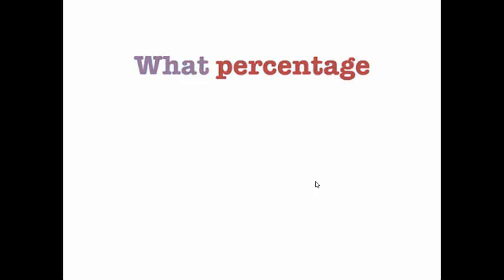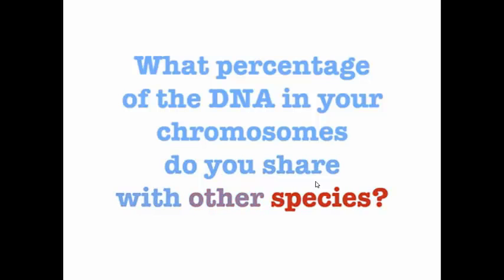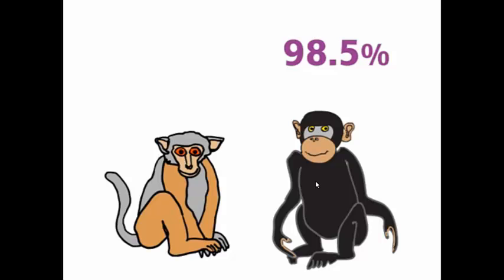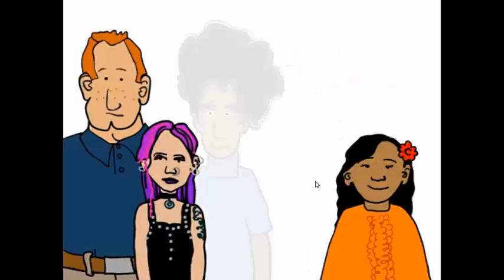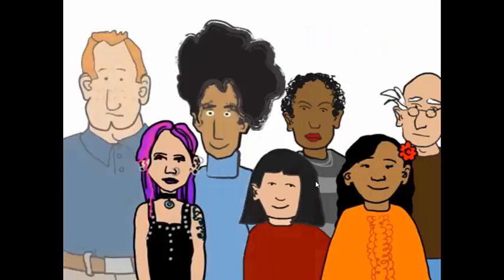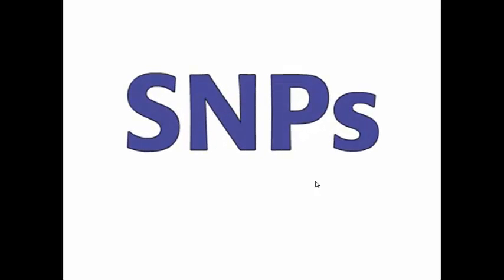So, what percentage of the DNA in your chromosomes do you share with other species? You share 93% of your DNA with the rhesus monkey and 98.5% with our friend chimpanzee. How about with other humans? 99.5%. So, what makes us different from one another? Well, for one thing, SNPs.